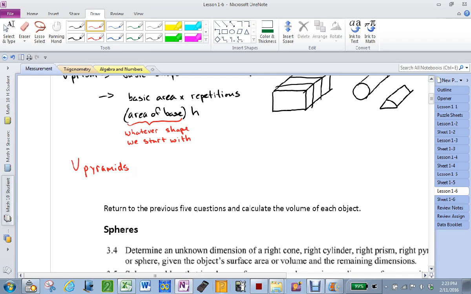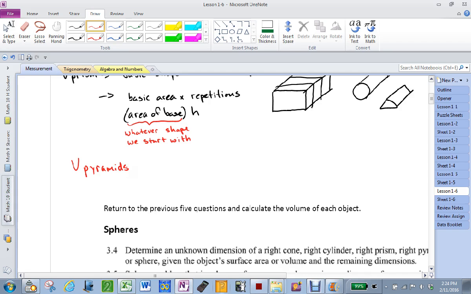A prism repeats that shape all the way up, which means if I repeat that shape, boom, boom, boom, boom, boom, it's taking up all that space, isn't it? What's a pyramid doing? Coming to a point, right? So all that space is disappearing, isn't it?